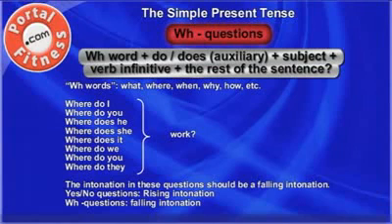Another important point here is to know that the intonation has to be a falling intonation. So you should say, where does he work? Or where do we work? And you shouldn't use a rising tone, as you do for yes-no questions. In yes-no questions, we use rising intonation. For example, do you work in a bank? Yes or no? And in the WH word questions, we use a falling intonation. Where do we work? Where do they work?